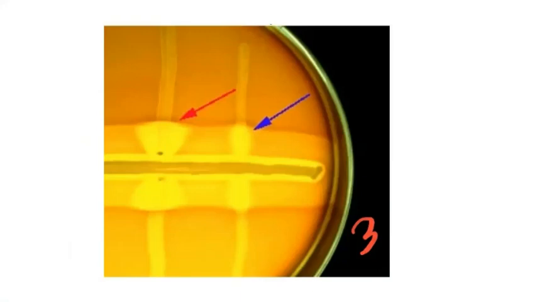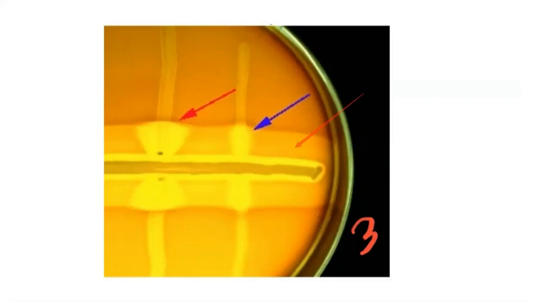When we do the CAMP test, we streak Staphylococcus aureus on blood agar. And on blood agar, Staphylococcus aureus will produce beta hemolysis because of the beta hemolysin that it produces. Then what we do is we streak perpendicularly the unknown organism to Staphylococcus aureus. Then we will incubate this, then observe for enhancement of hemolysis.